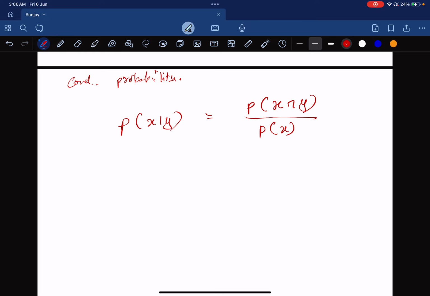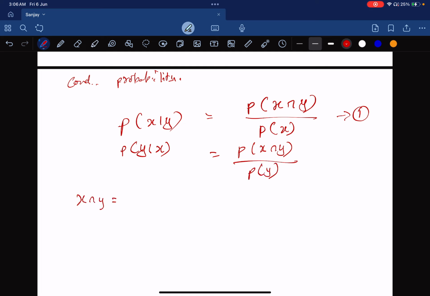Let me construct that. Let's take this as equation number 1. And in equation number 1, we take the probability of x given y. Let's reverse that. Let's take the probability of y given x, and it's equal to P of x intersection y divided by P of y. The x intersection y is also equal to y intersection x. That's why I have written it like this.